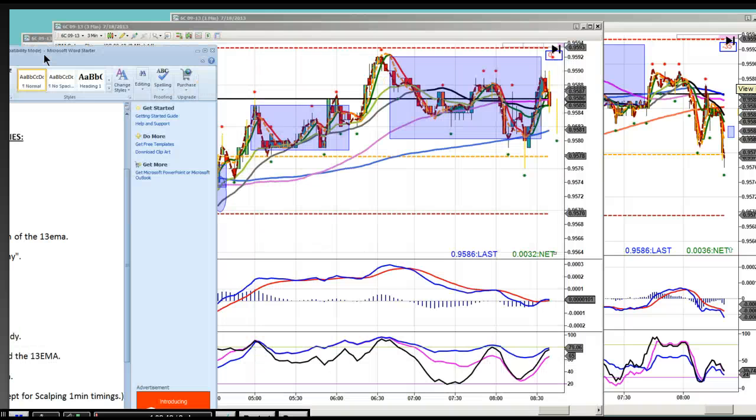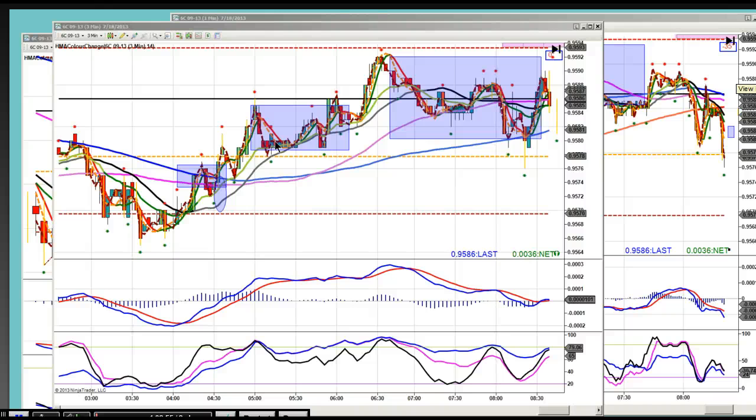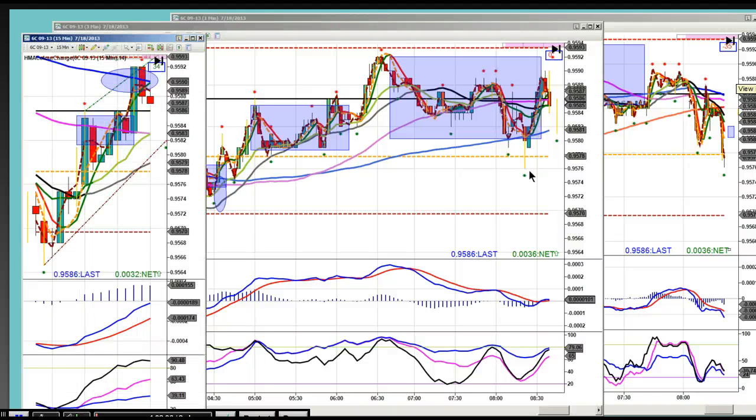looking for the circle at the top, the Linreg V, the Linreg 4 to give you a nice sharp V, and making sure you enter off the bounce of the pivot or a fractal, making sure you have 5 ticks or more before you hit the 13. Those changes are more clear to see when you see where other moving averages are sitting on other time frames. So this view is a very nice view of the market, the 3, 5, and 1.